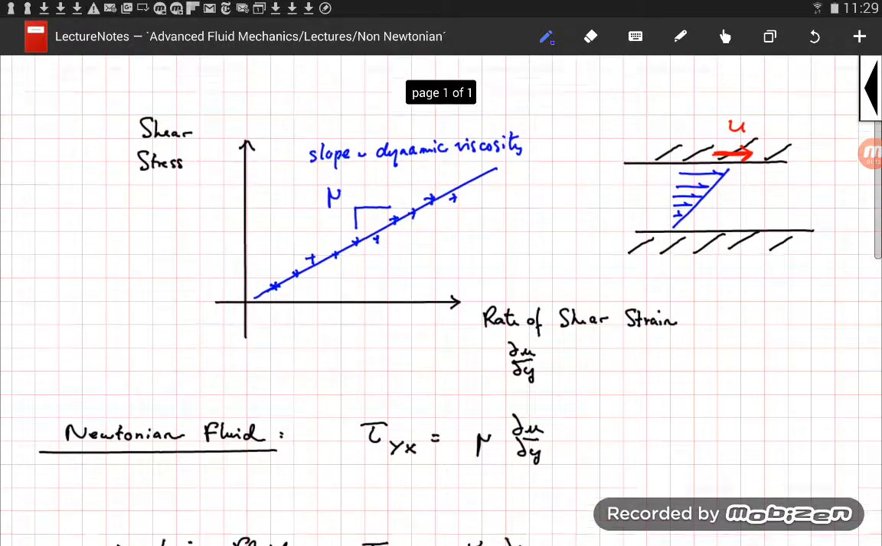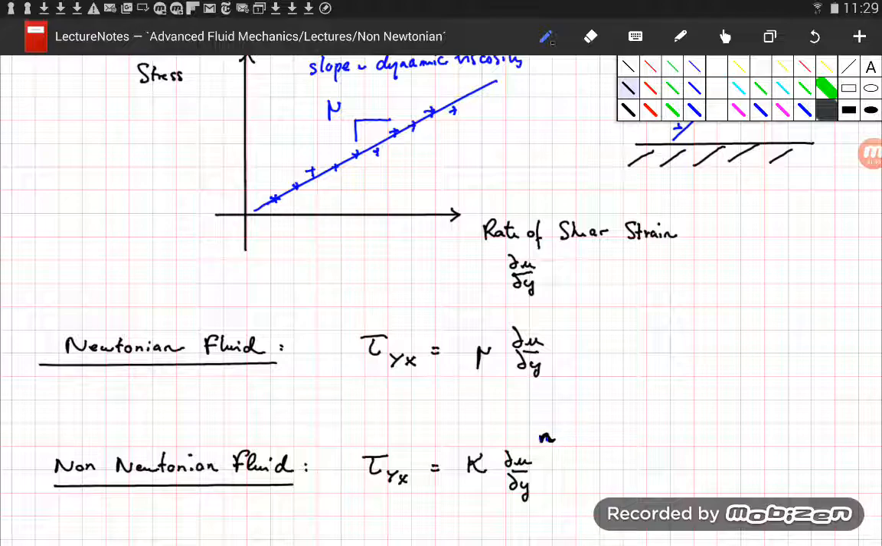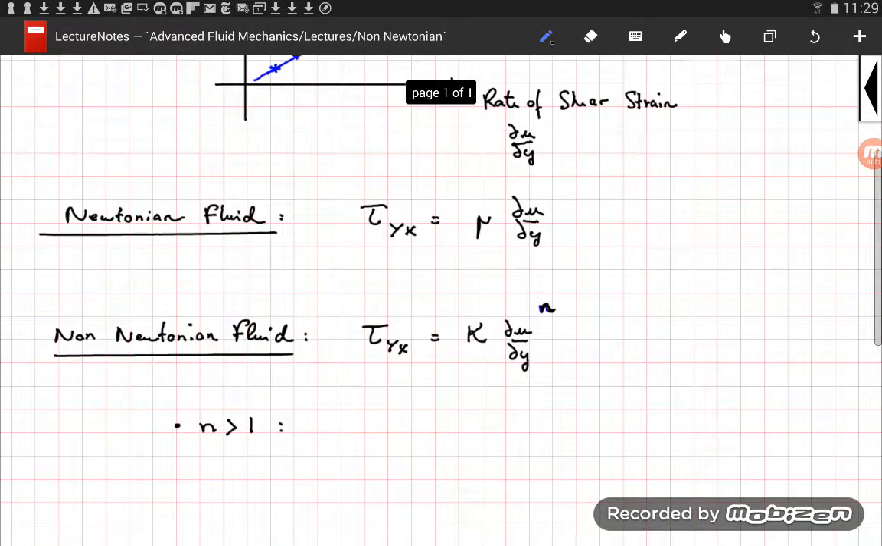Now, non-Newtonian fluids. A general framework for describing those would be to say, well, instead of being linear in the rate of shear strain, the shear stress is going to be a power law of the rate of shear strain. So let's say that the shear stress is equal to a constant times the rate of shear strain to a certain power, and let me call n this certain power. In that case, let's assume first that n is strictly bigger than 1.